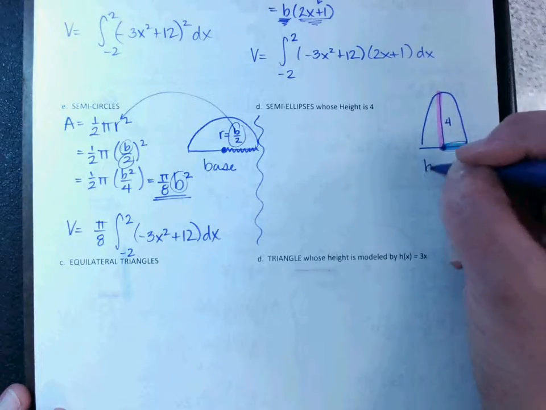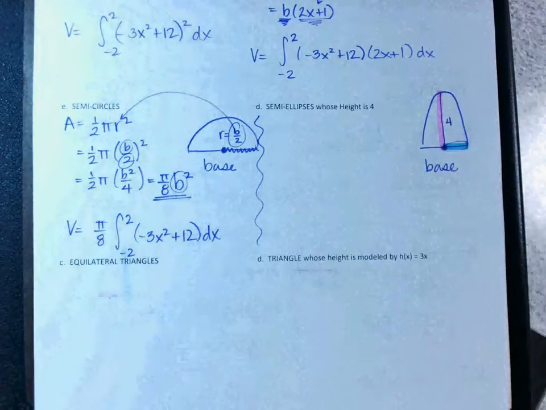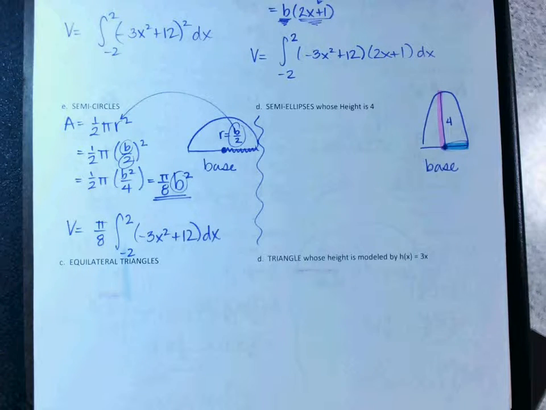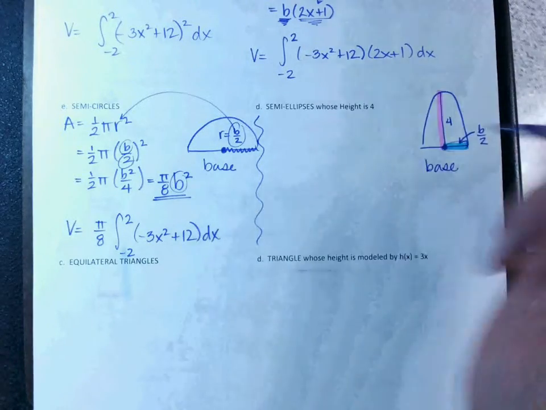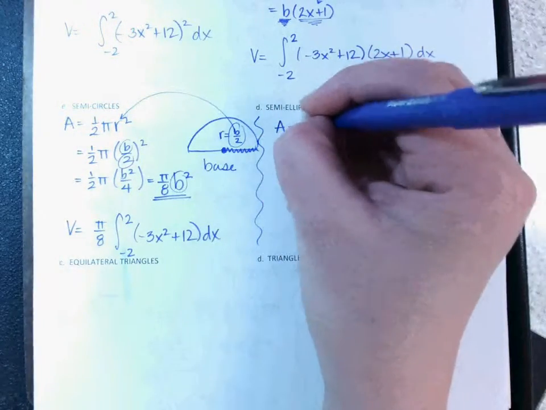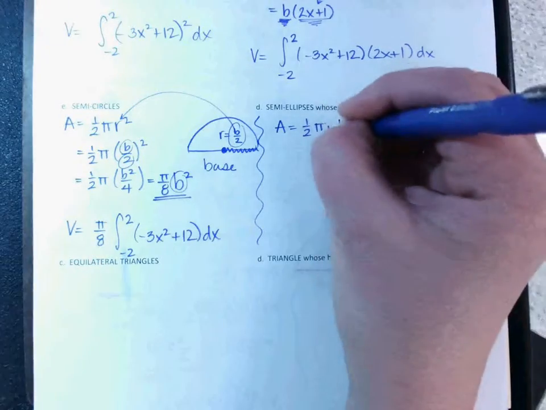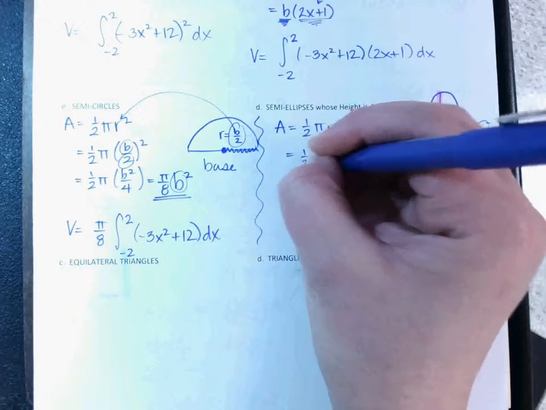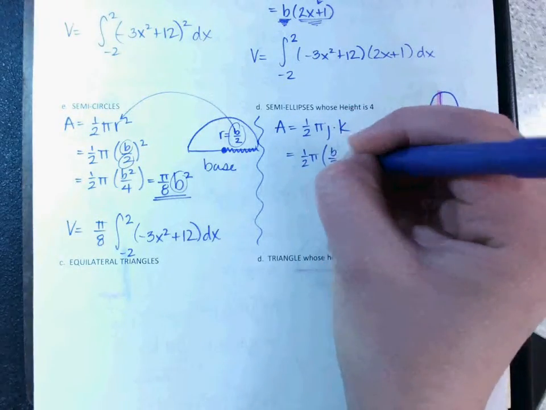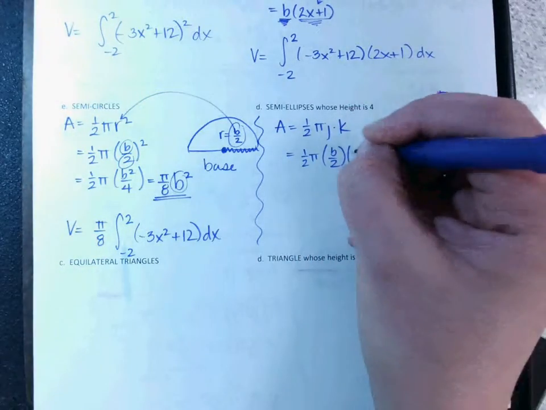Now remember, all the way across the bottom is the base. So that means that the blue radius halfway across would be b over 2. So then area equals 1/2 pi jk, where my j is this distance, b over 2, and then my k is this distance, which it told me was 4.